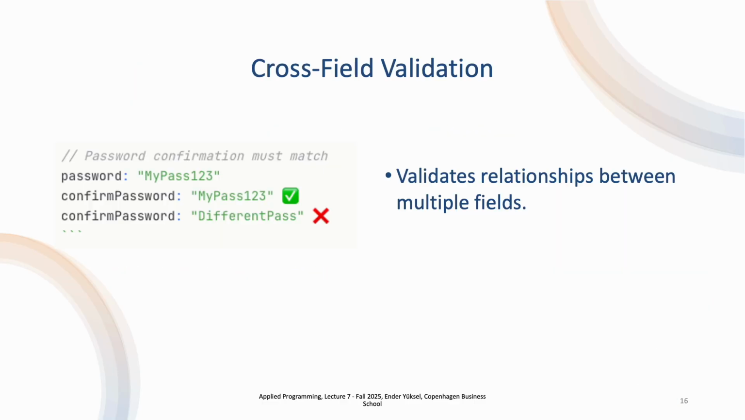Next is the cross-field validation. Another common real-life example is that passwords need to be confirmed to avoid mistakes and typos. So if there is a certain value of the password, in this example mypass123, and the confirmed password is different than that, that is not valid. So here we are validating the relationship between multiple fields.